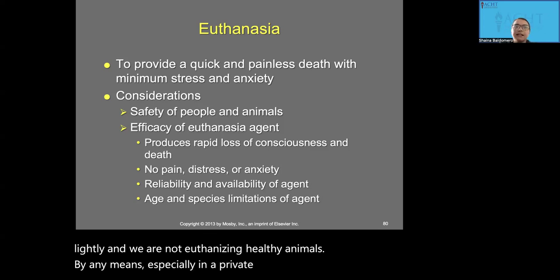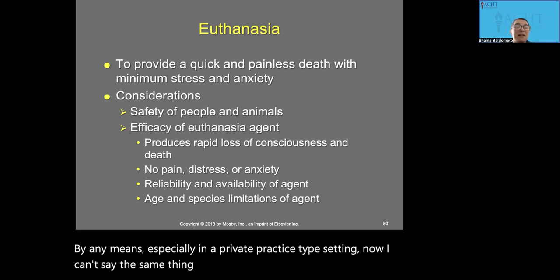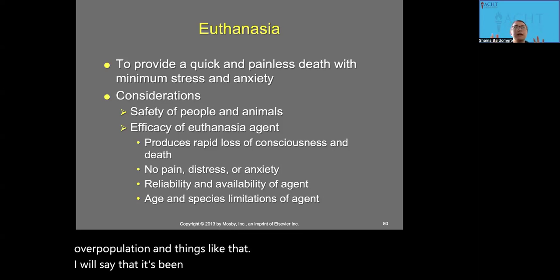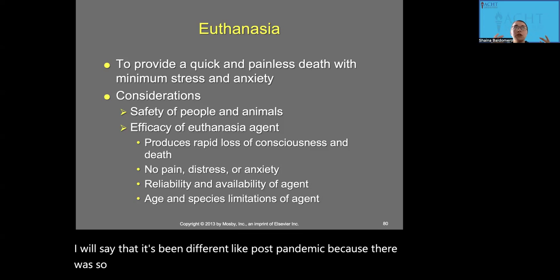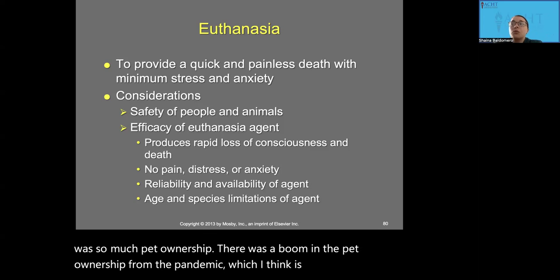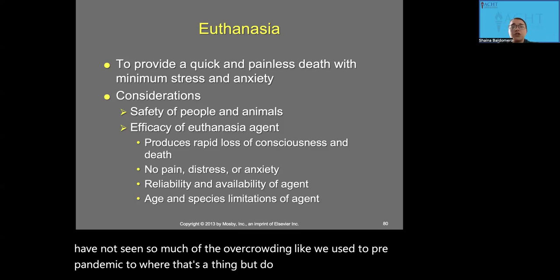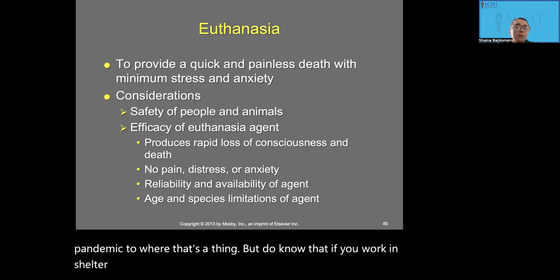Now, I can't say the same thing for shelter medicine because there has been a history of shelters euthanizing in the past because of overpopulation and things like that. I will say that it's been different post-pandemic because there was so much pet ownership. There was a boom in pet ownership from the pandemic, which I think is great. So I have not seen so much of the overcrowding like we used to pre-pandemic. But do know that if you work in shelter medicine, their protocols around euthanasia may be a little bit different.